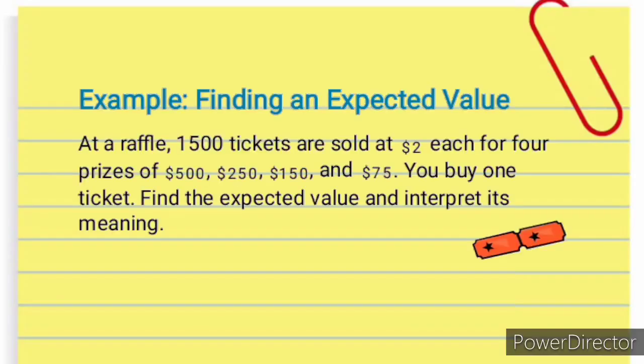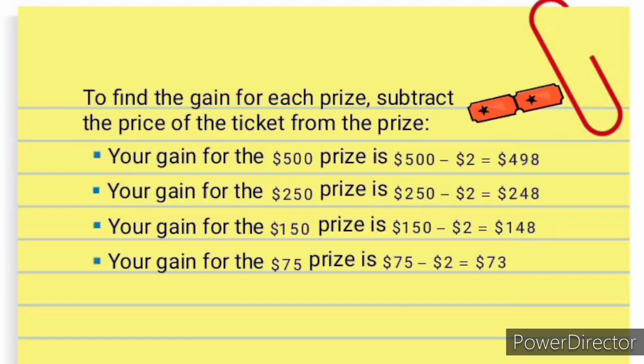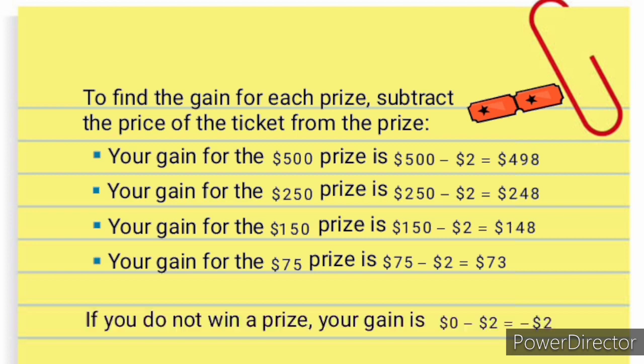Example, at a raffle, 1,500 tickets are sold at $2 each for 4 prizes of $500, $50, $150, and $75. You buy one ticket, find the expected value, and interpret its meaning. So, to find the gain for each prize, subtract the price of the ticket from the price given below. If you do not win a prize, your gain is $0 minus $2, which is equals to negative $2.